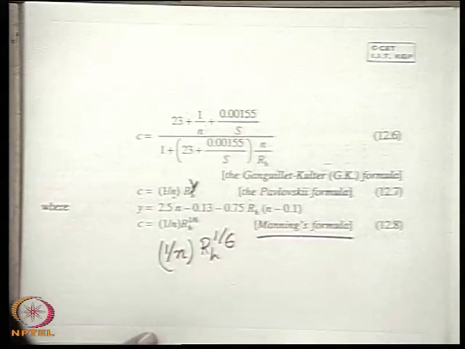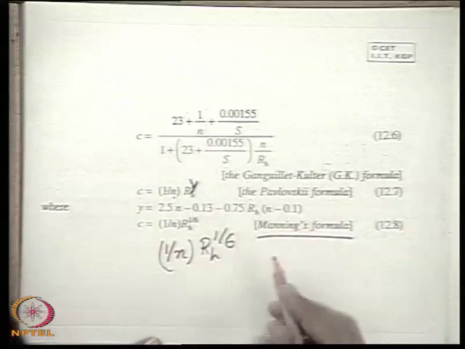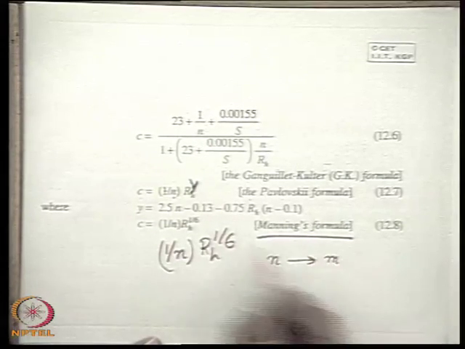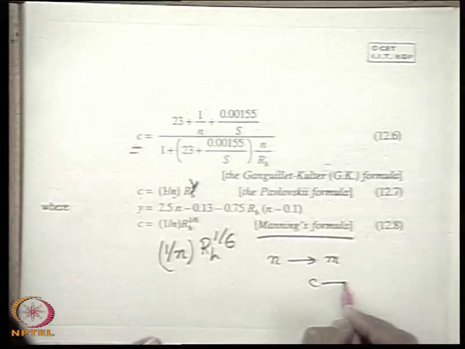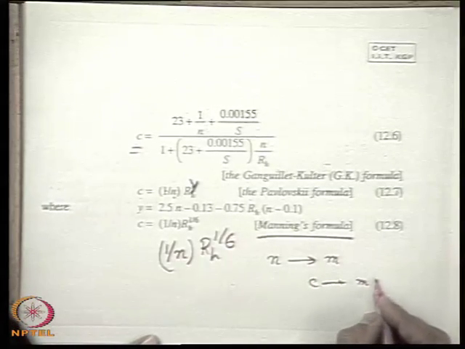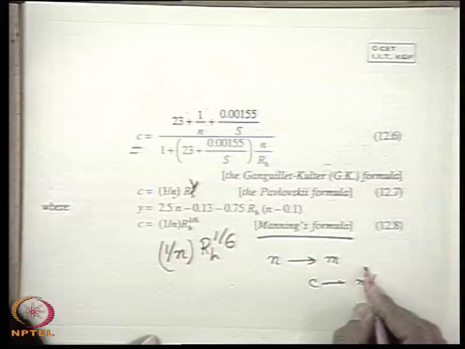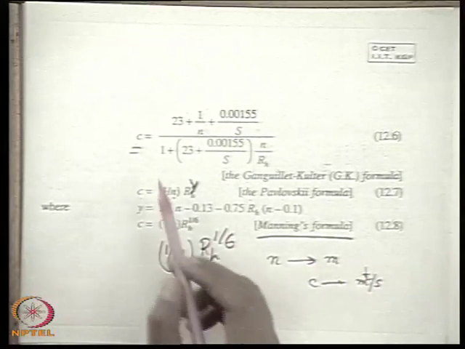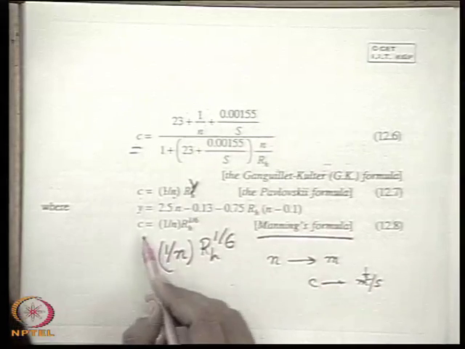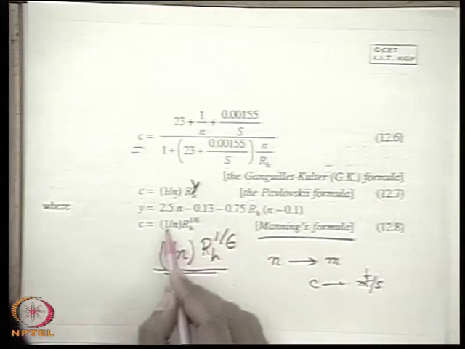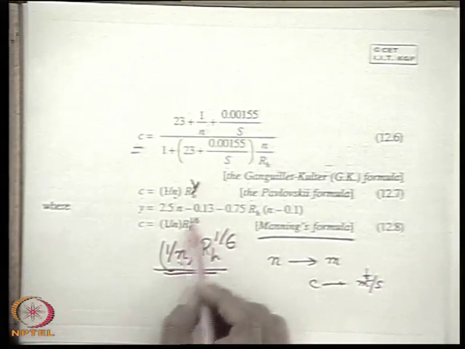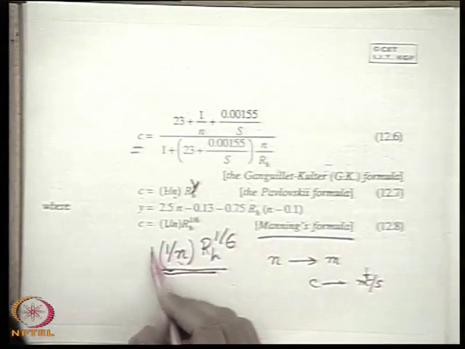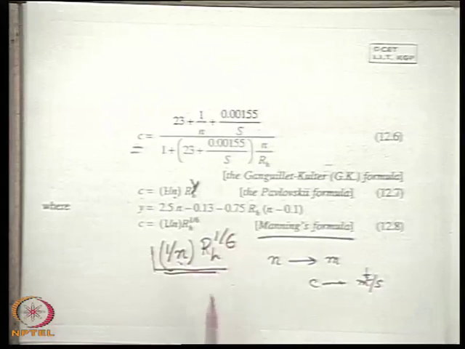Now these are all empirical formulas where n, the roughness factor, if it is expressed in meter, we get the value of C in its dimension as we have seen earlier, meter to the power half divided by second. Amongst all these formulas, it is found that Manning's formula, written again here, is the simplest one and it is fairly accurate. Therefore Manning's formula is in popular use, (1/n) R_H to the power 1/6.